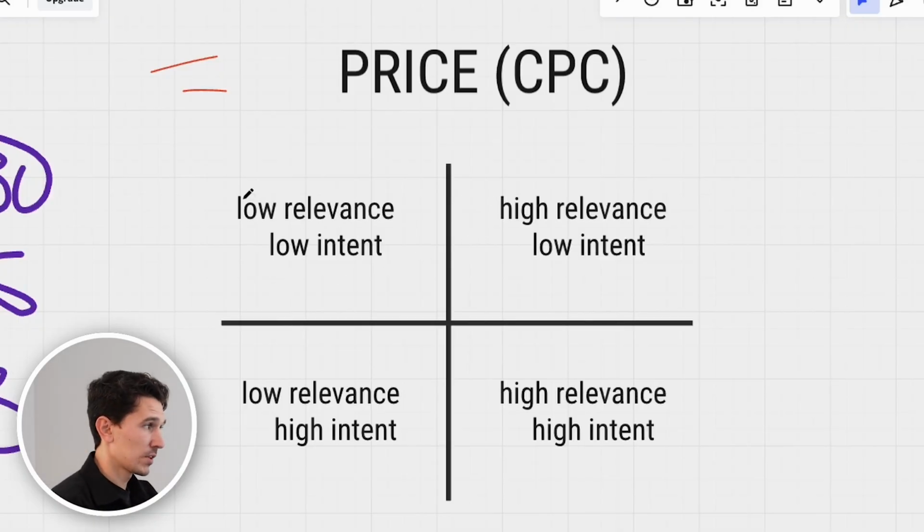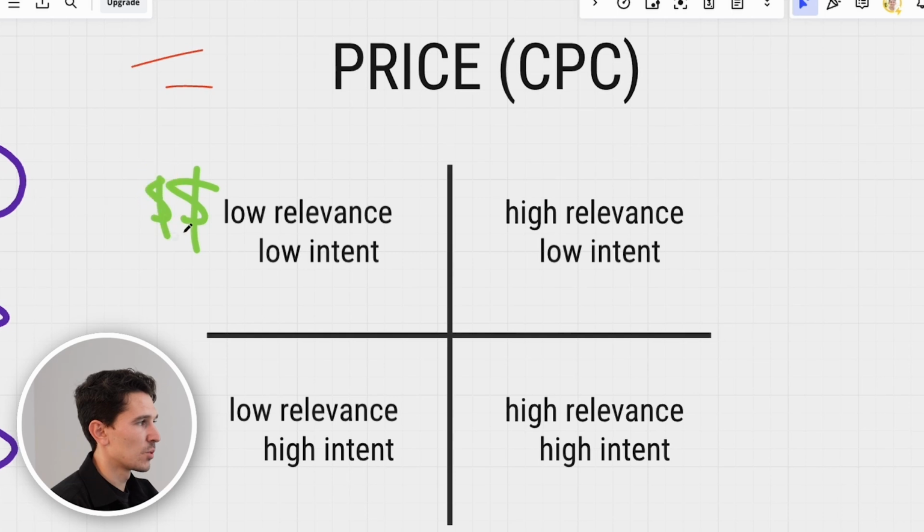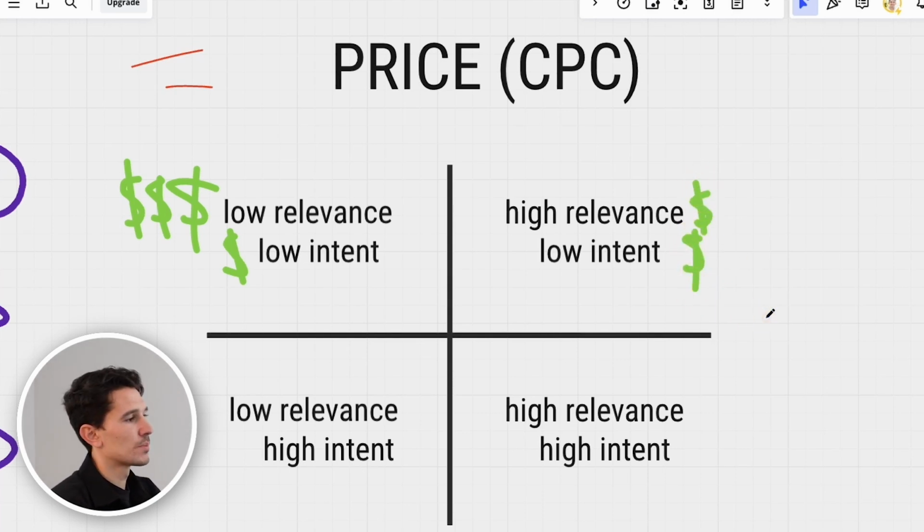So first, low relevance is going to cost us a lot. We're going to have to pay for the fact that we are not very relevant compared to our competitors. So I'm going to give this one $2 to $3. And we have low intent, which is going to be really cheap. On the second side here, we have high relevance. So we get a positive multiplier for that. And we have a low intent, which is going to be cheap as well. Meaning our cost per click is going to be really, really cheap.